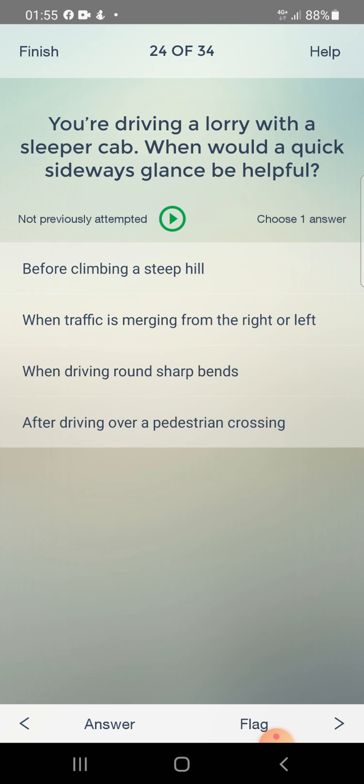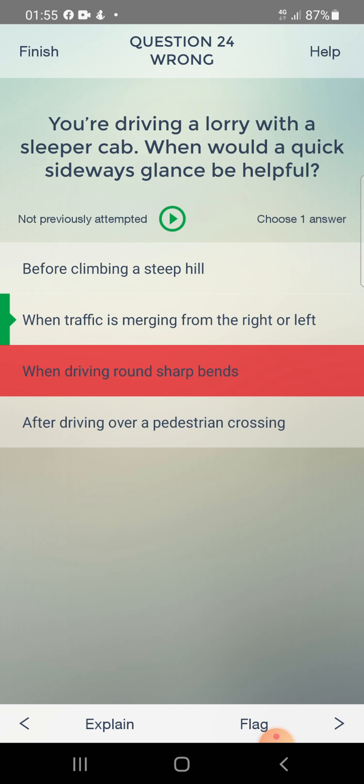You are driving a lorry with a sleeper cab. When would a quick sideways glance be helpful? Before climbing a steep hill, when traffic is merging from the right or left, when driving around sharp bends, after driving over a pedestrian crossing, when driving around sharp bends. No, when traffic is merging from the right or left.